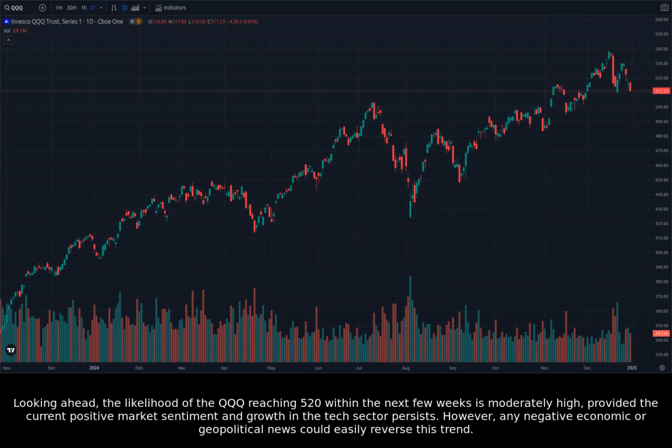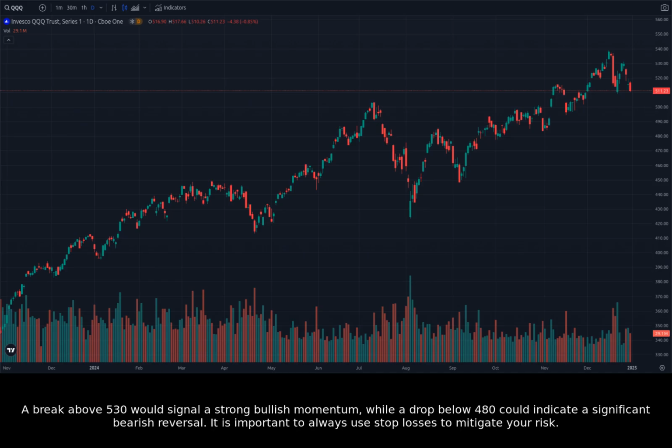Looking ahead, the likelihood of the QQQ reaching 520 within the next few weeks is moderately high, provided the current positive market sentiment and growth in the tech sector persists. However, any negative economic or geopolitical news could easily reverse this trend. A break above 530 would signal a strong bullish momentum, while a drop below 480 could indicate a significant bearish reversal. It is important to always use stop losses to mitigate your risk.